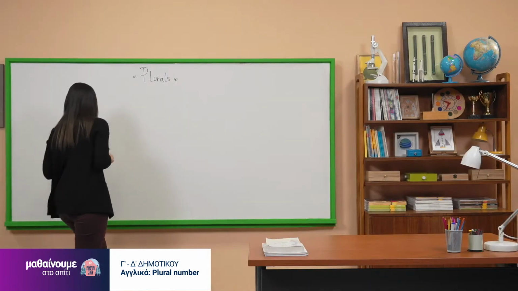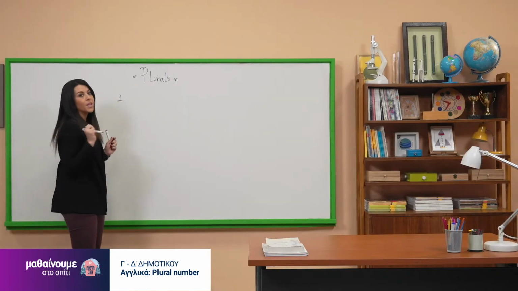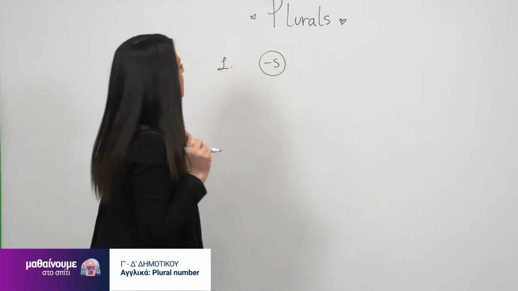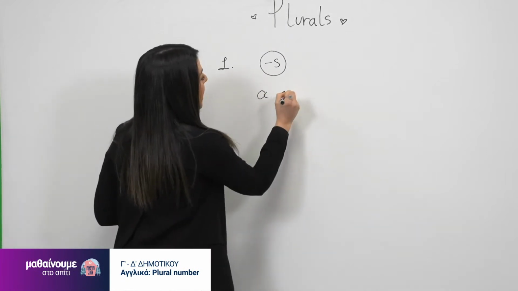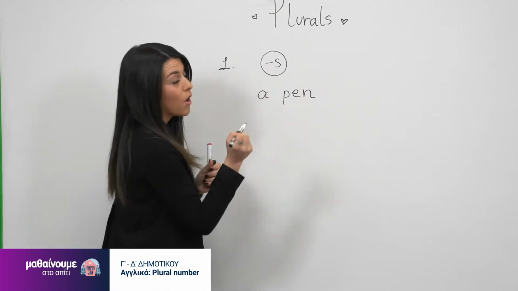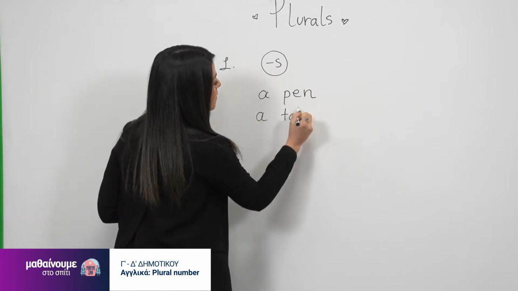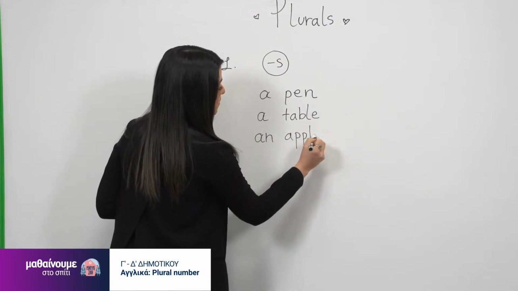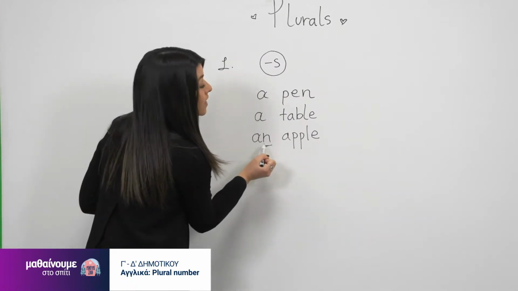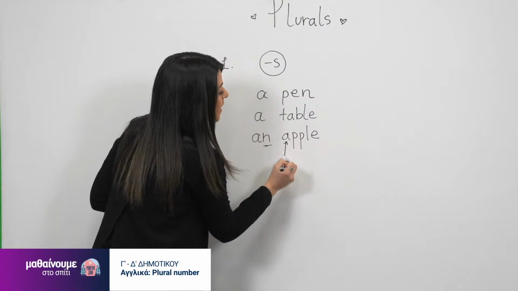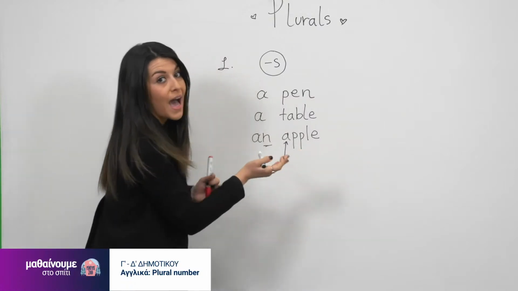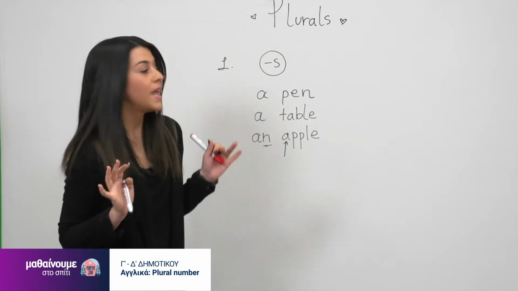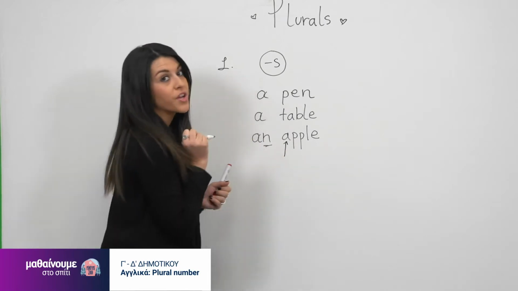So I will write it here. Rule number 1. We just add S in the end of the noun. So let's take, for example, a pen, a table, an apple. Okay? Careful, here we put an, right? Because the first letter of this noun is a vowel. So the vowels are 5 in English: A, I, E, O, and U. If we see a vowel, we always put an over here, okay?